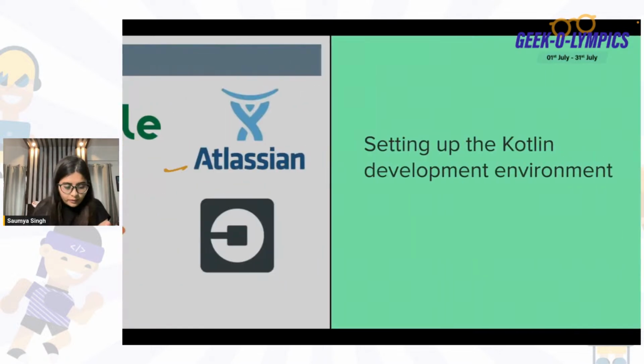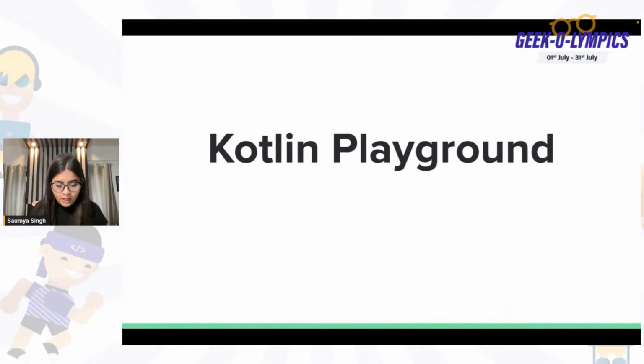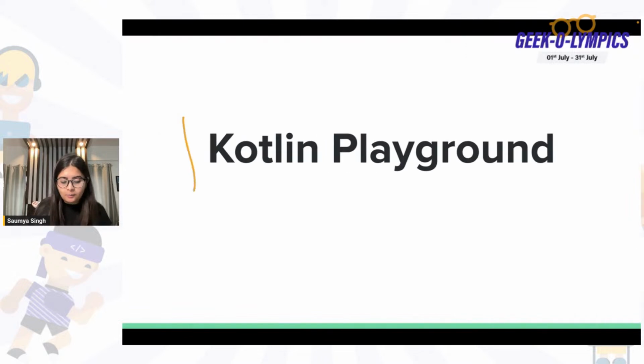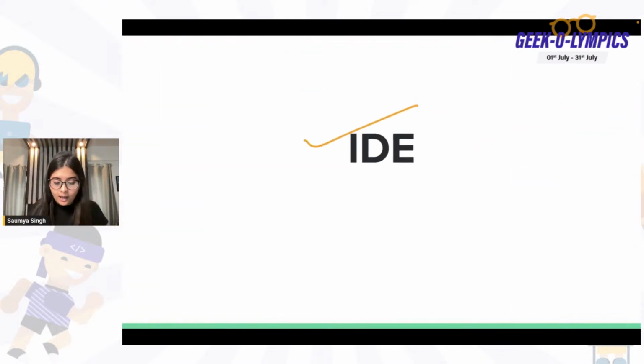Okay. So now let's talk about how you can set up the Kotlin development environment. There are two ways actually. One is the Kotlin playground and the other is an IDE. I will come to the Kotlin playground soon and write some basic code which will help you understand what Kotlin is and how Kotlin is written. But before that, let me quickly show you the IDE way also.